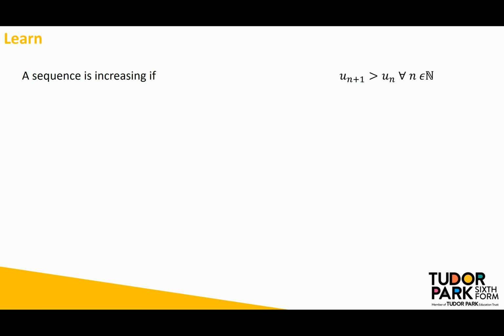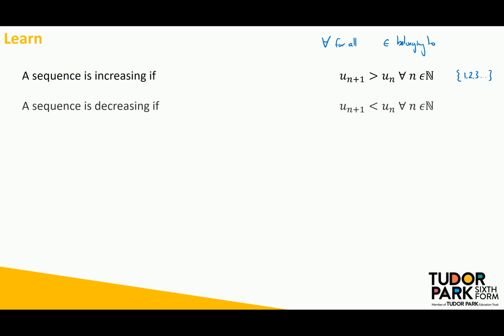So the next term in the sequence is greater than the previous term for all values of n which belong to the natural numbers. So mathematicians use this notation, the upside down A, which means for all, and the sort of elongated E means belonging to, and N is simply the set of natural numbers. And it's just a nice way that we have of neatly writing down that this is always the case, that it's always for n belonging to the natural numbers, so for any value of n. So for any term, n plus 1 is always greater than its predecessor.